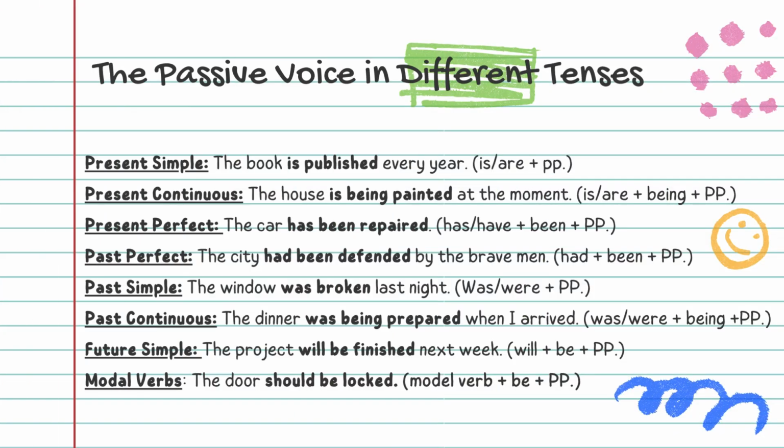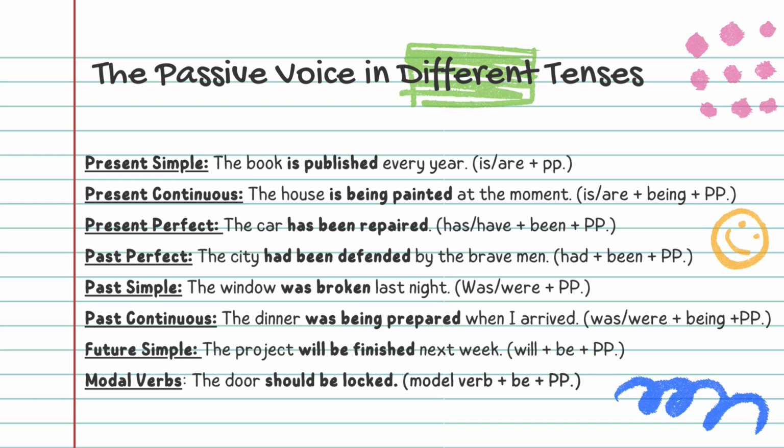The passive voice in different tenses. Present simple. We add is or are plus pp. Present continuous. We add is or are plus being plus pp. Present perfect. We add has or have plus been plus pp. Past perfect. We add had plus been plus pp.